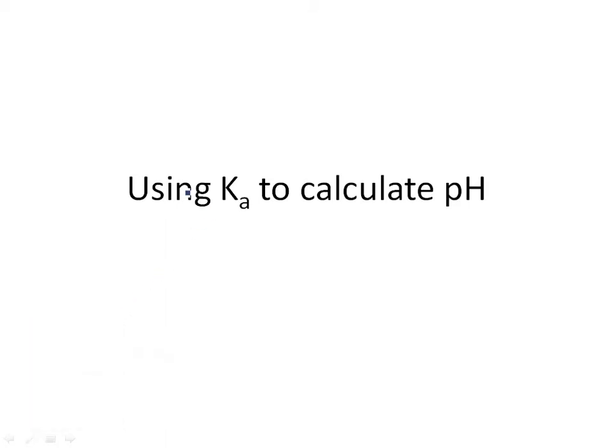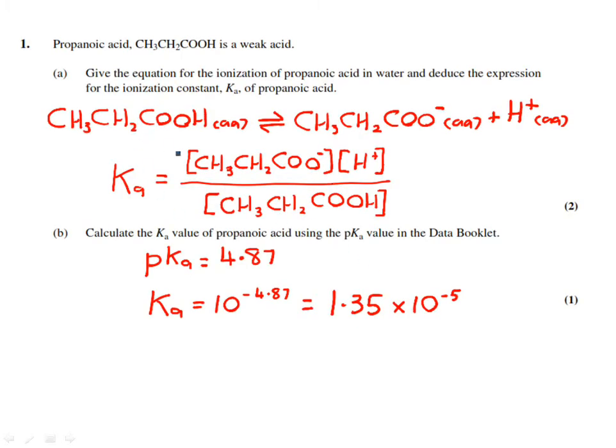Okay, so let's look at using Ka to calculate pH of a solution. This is a common type of question you'll get about acids and bases in higher level. So let's start with number 1, propanoic acid.